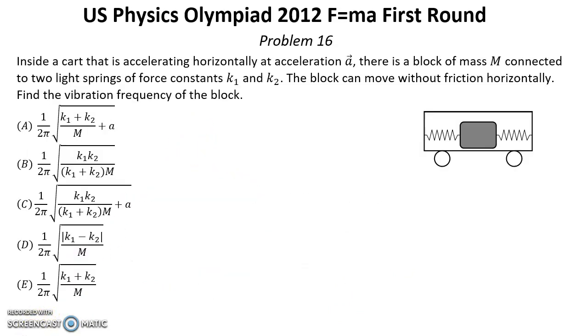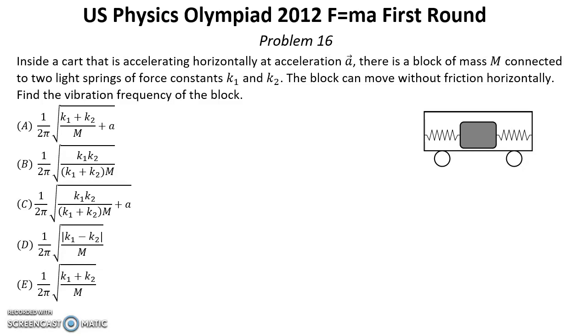Problem number 16. Inside a cart that is accelerating horizontally at acceleration A, there is a block of mass m connected to two light springs of force constants K1 and K2. The block can move without friction horizontally. Find the vibrational frequency of the block.